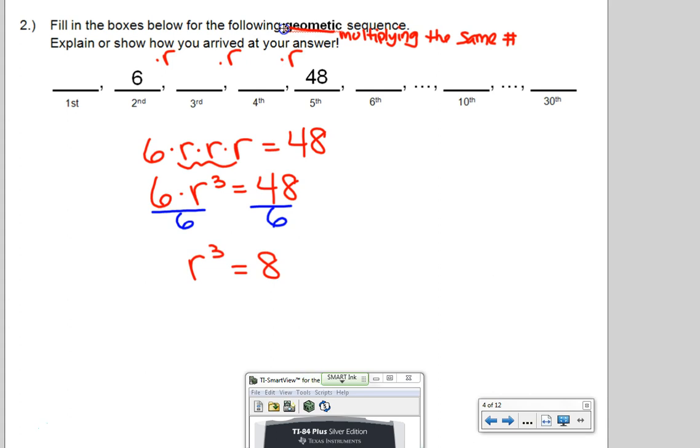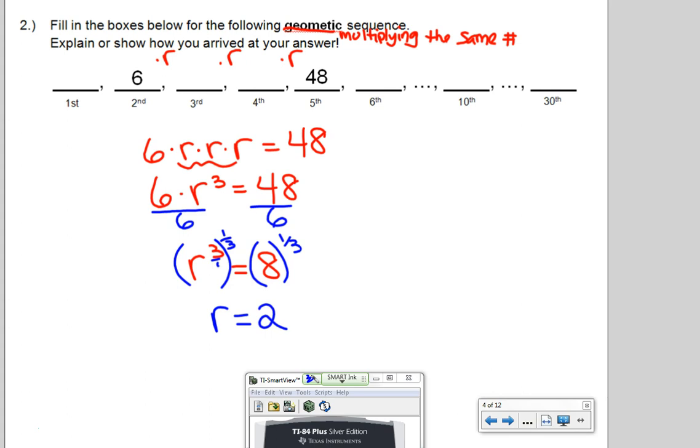And then in order to get rid of a 3 power, you can do either the cube root or you can do the reciprocal power. Because remember, that's over 1. And then when you do 8 to the 1/3 in your calculator, you're going to get 2. And that's the number we already knew was the answer.